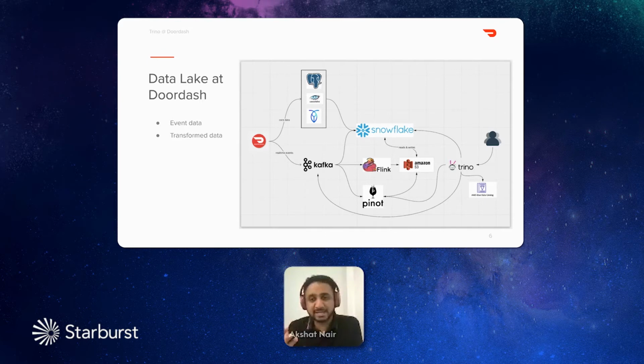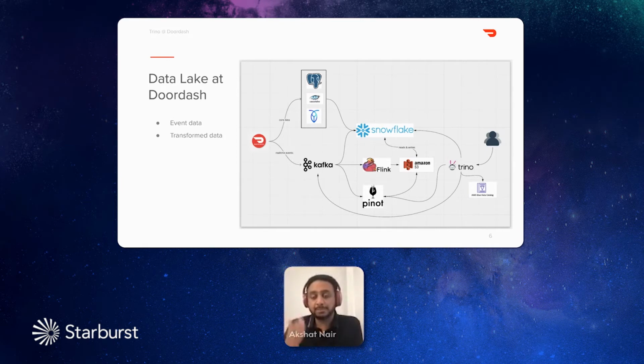Our ETL transformations are still happening within Snowflake, but our raw event data is now landing in S3, which is helping us run some machine learning jobs and other data processing on top of it in a much faster way compared to what we could do before, because we had to pull this data out of Snowflake, then get it to S3, and then process it.